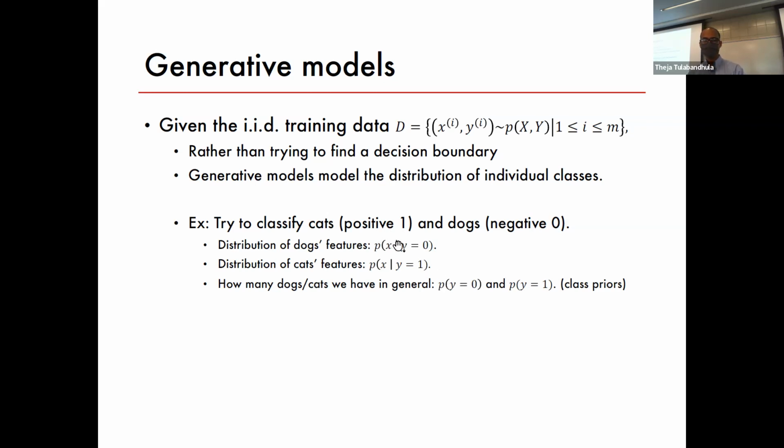So P of x given y times P of y is equal to P of x, y. Okay, that's a basic expression, right? Which means that I'm really talking about the joint distribution between x and y. Any questions here?